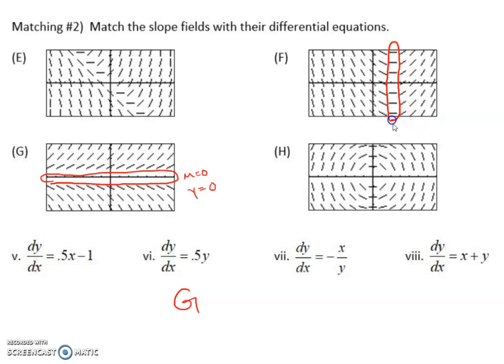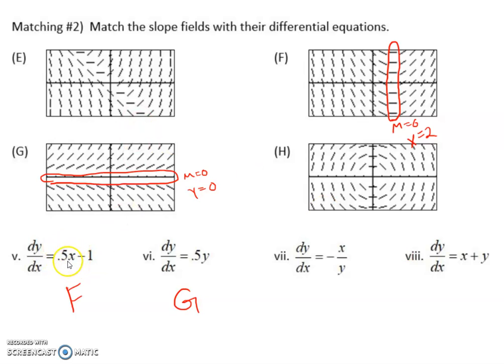Here's a problem where the slope is 0 whenever x is, I don't know, it looks like maybe 2 or something, but certainly above in like a low positive number. Well, that's going to have to be this one because both of these have both x's and y's.